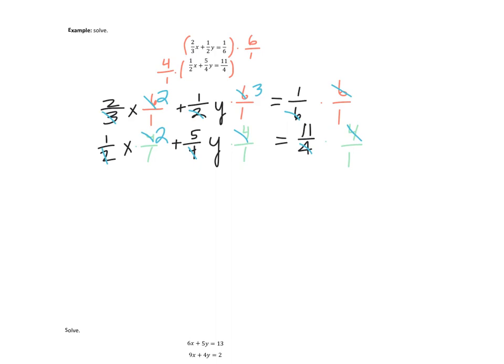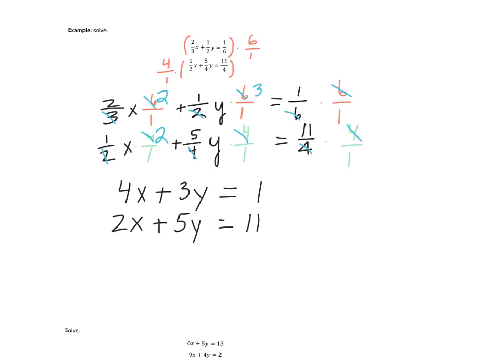The top one, 2x times 2 is 4x. Next, we have a y times 3. And then a 1. All right. Second equation. We're left with an x and a 2. We're left with a 5y. And we're left with an 11. So notice this is a lot easier to work with than working with all those fractions. Okay, so it's a little bit tedious, but it's worth that extra step.